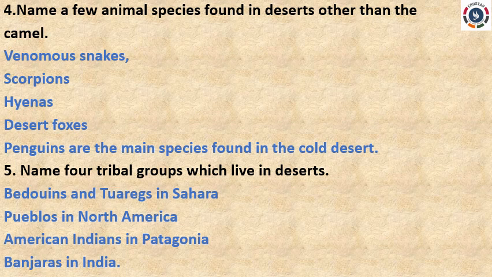Fifth one, name four tribal groups which live in desert. Bedouins and Tuaregs in Sahara, Pueblos in North America, American Indians in Patagonia and Banjaras in India.